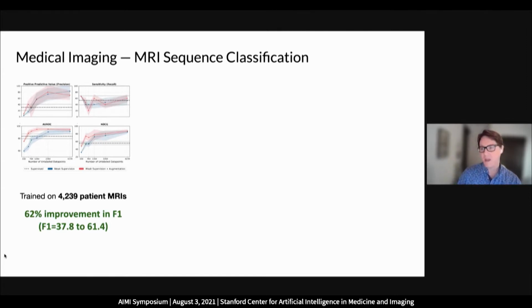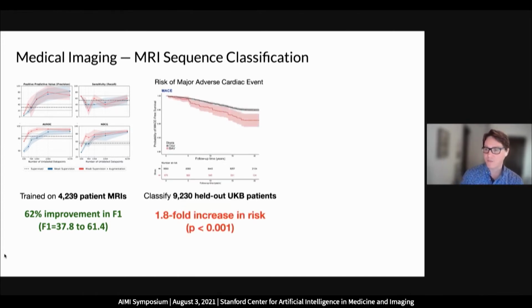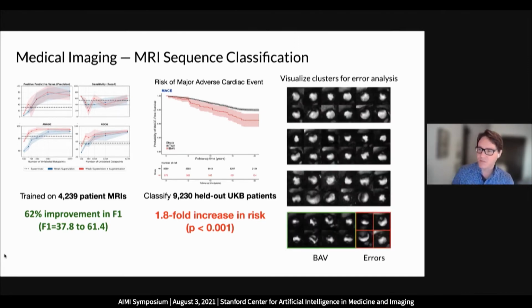And then if we take that model and apply it to a held out set of the prospective population, we found that our model identified individuals with a 1.8-fold increase in risk of a major adverse cardiac event. It also enabled us to generate visualizations of clustering of our assumptions of the labeling rules, so that we could enable a visual error analysis and check our assumptions.